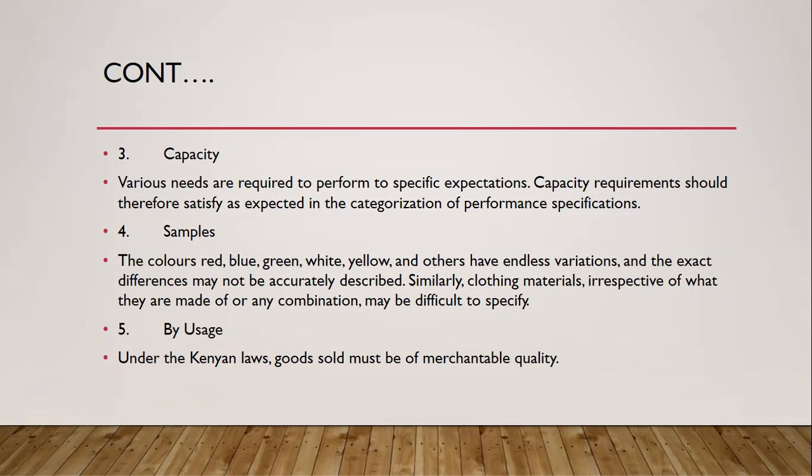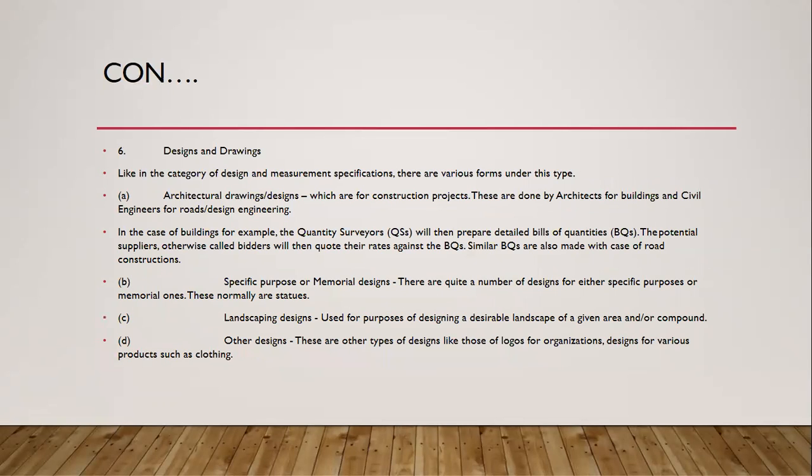The other important type is the samples. Here, you need to provide a sample of material, and it is very common when you're dealing with clothing materials. You need to come up with a sample of how you want the clothes to look. The other one is the by use. Under this, in Kenyan law, goods sold must be of merchantable quality. The goods that you are going to sell must be sellable. So in the usage specification, the main focus is on how you are going to use those items. The other important one is the design and drawings. This is very common in architectural works.